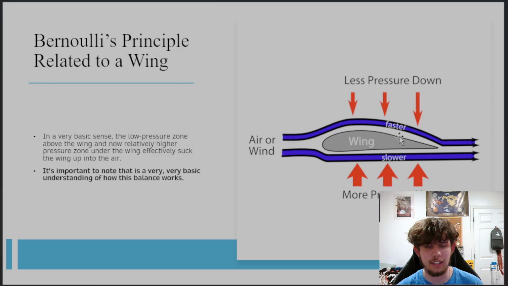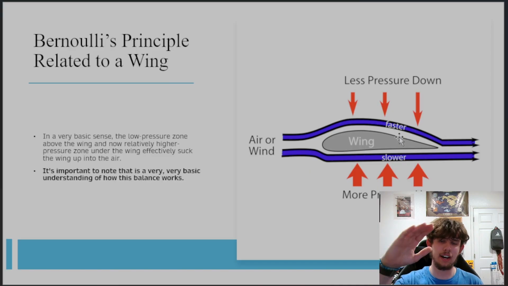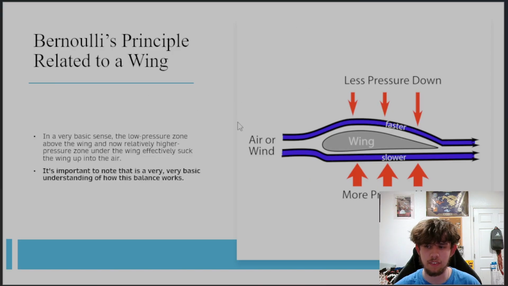So as that air is forced up, the same amount of air has to travel over the top of the wing as travels under the wing, creating a relatively low pressure on the upper part of the wing, and a relatively higher pressure section under the wing, which in a very, very basic sense draws the wing up into the air. The higher pressure is pushing up, the lower pressure is kind of sort of sucking the wing up into that vacuum that's left there.